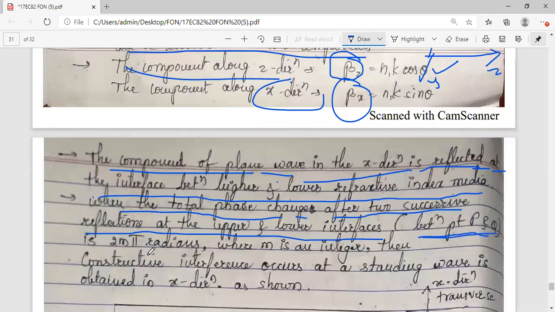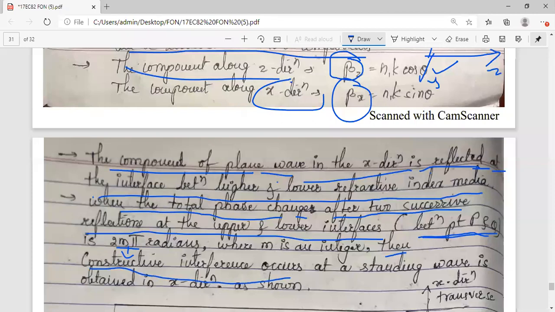Between points P and Q, what is that phase change value? It is 2 pi radians, but since there are total internal reflections, it is not only 2 pi, there are many. That's why, in general, I have written here 2 m into pi. M is some integer. If you put it as 0, 1, 2, 3, you will get the number of reflections. And once this happens, constructive interference occurs.